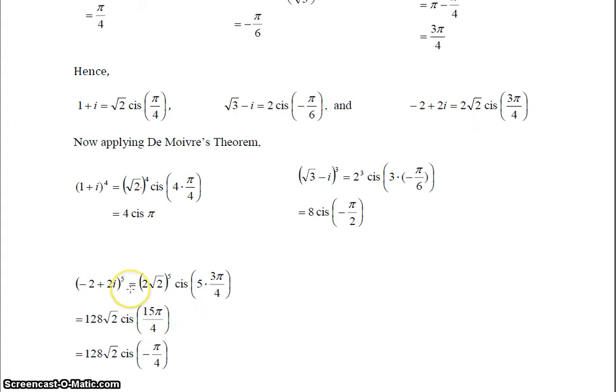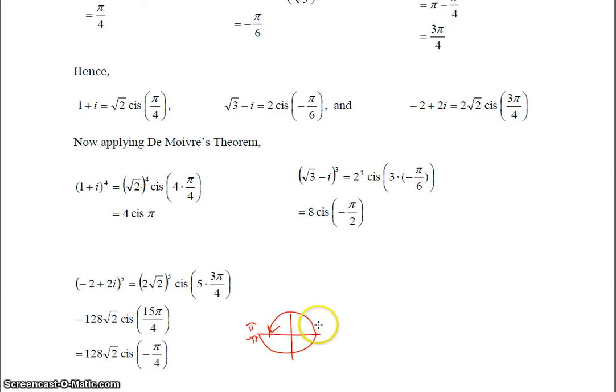We want to bring it within that range, you remember, from negative pi to pi. Okay, we want to bring it to within that range here, and obviously 15 pi on 4 is outside of that, so we just simplify that down, work out whereabouts it is, and it's negative pi on 4.